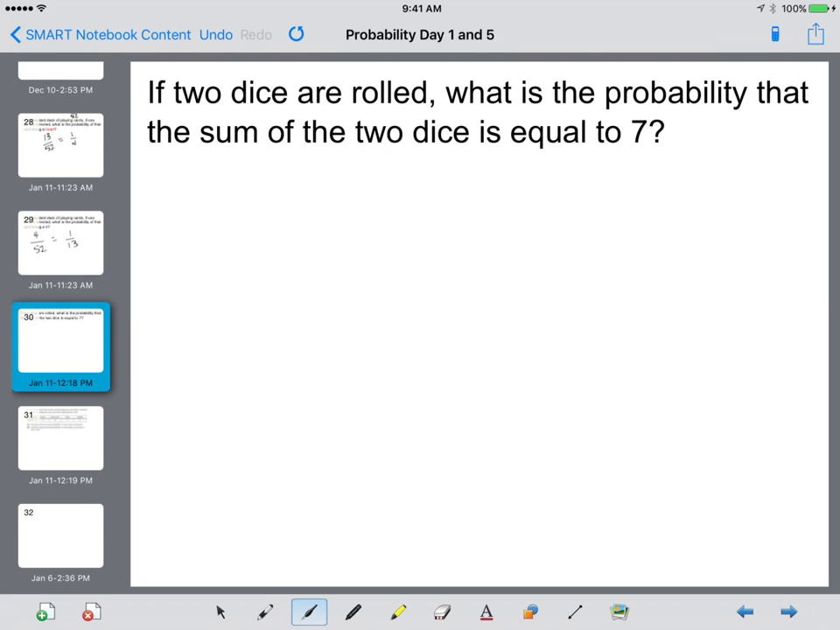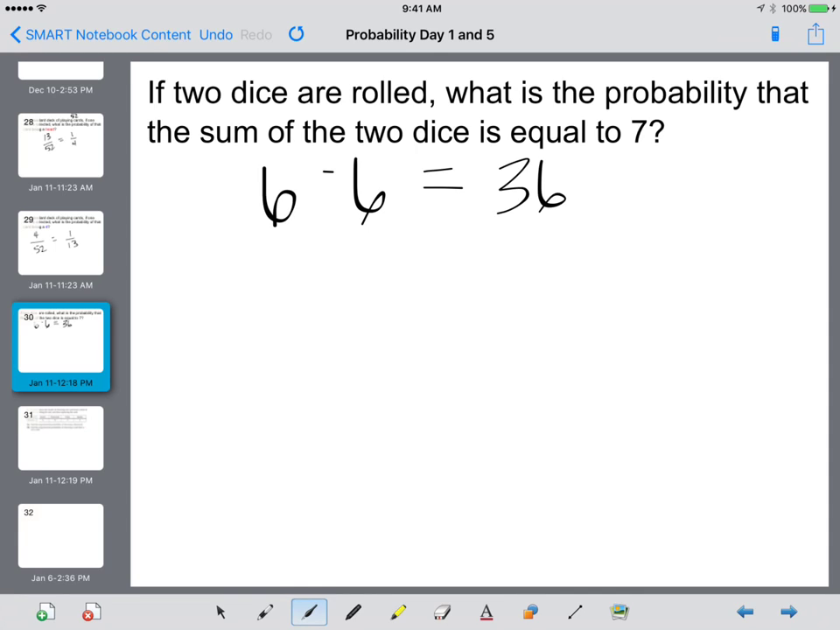If 2 dice are rolled, what is the probability that the sum of the 2 dice is equal to 7? We need to come up with all the possible options of rolling 2 dice to figure this out. This is a very, very common one. So remember yesterday from our fundamental counting principle, we have 6 possible options on the first die. We have 6 possible options on the second die. If we multiply those together, we get 36. There are 36 total outcomes when we roll 2 dice.